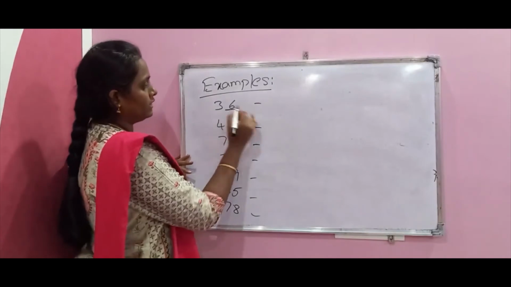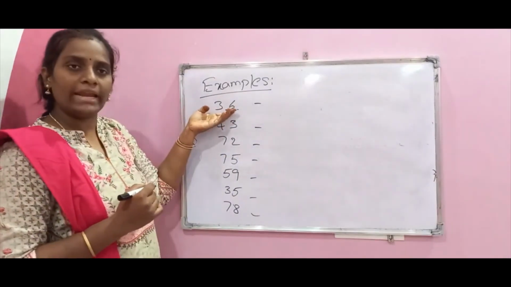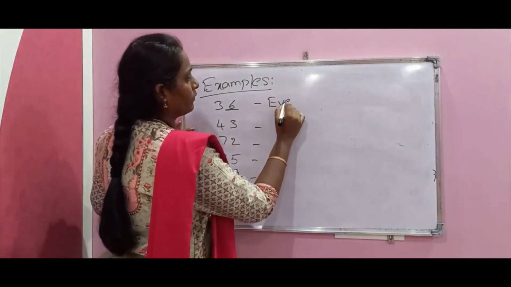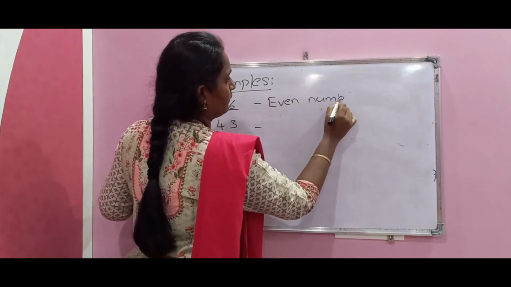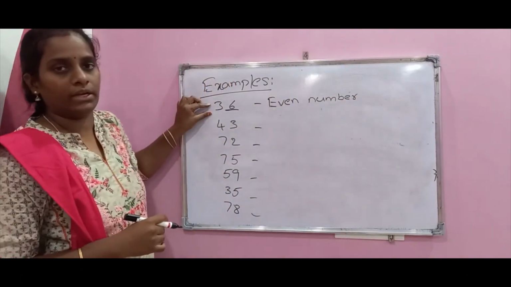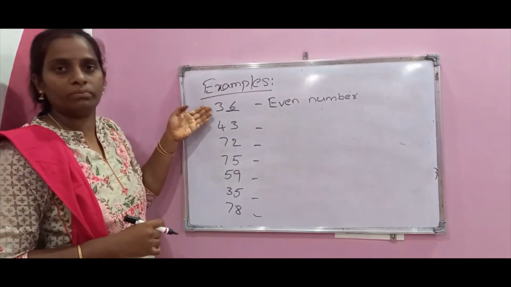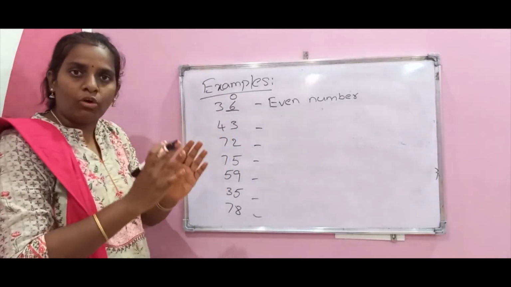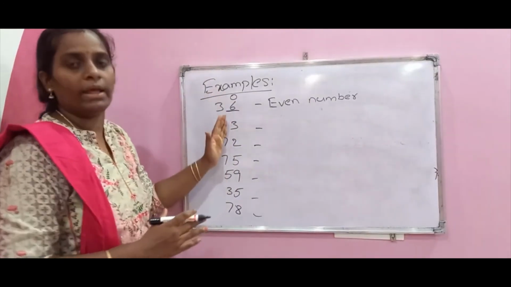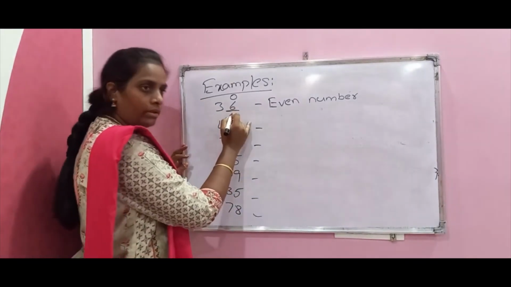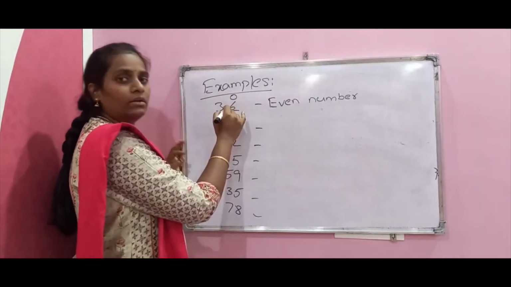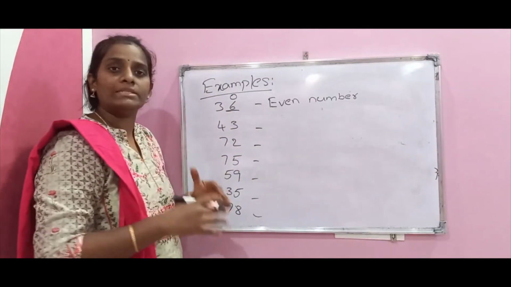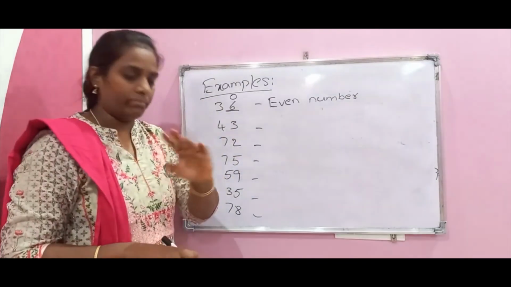Here, what is the digit? 6. This number ends with an even number, so 36 is an even number. Here 3 is there. We can check this also, but we have to check only the ones place every time. The ones place, one number only we have to check. Is this even or odd? If it is an even number, that entire number is even. If the ones place number is odd, the entire number is odd.